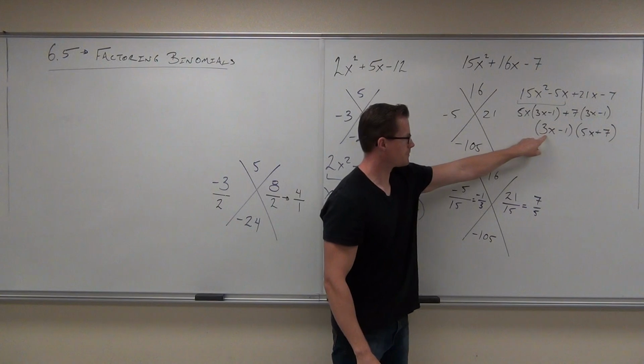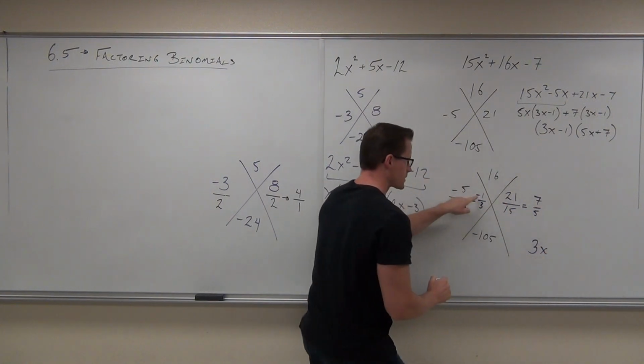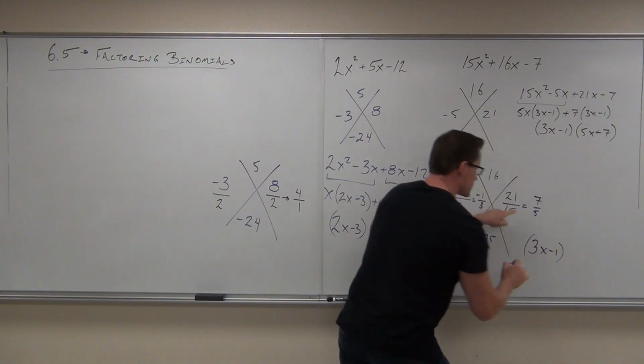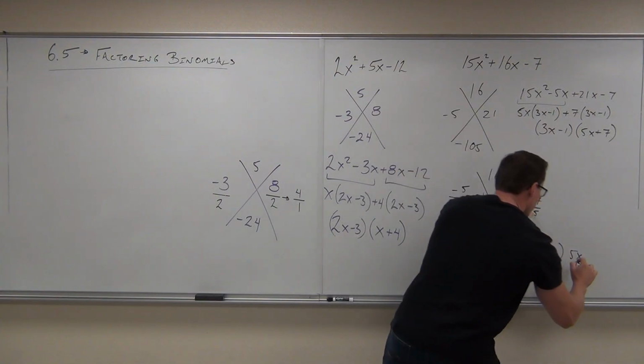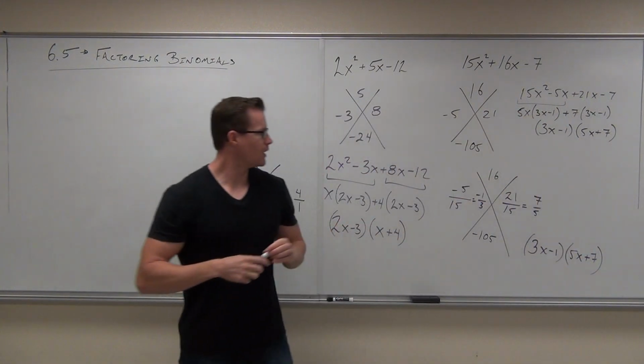3x minus 1. So that would give you the 3 on the x. That gives you a minus 1. This gives you a 5x. That gives you a plus 7. And it's the same factorization. You can verify that all you want.